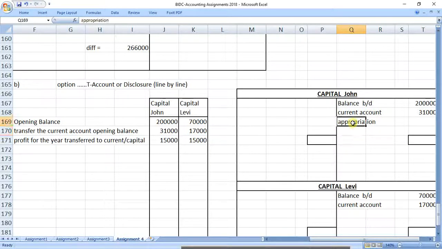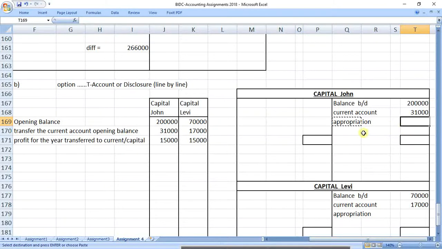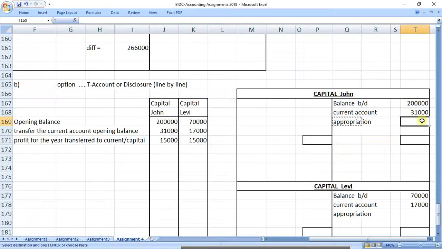If you're doing T accounts, the profit comes from appropriation. Can I just say profit for the year transferred to the current/capital? No, rather say the whole thing because that is what you're doing. 15,000, 15,000, 15,000. And then there's drawings.